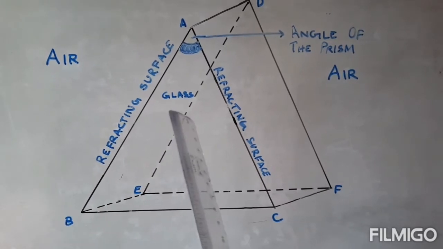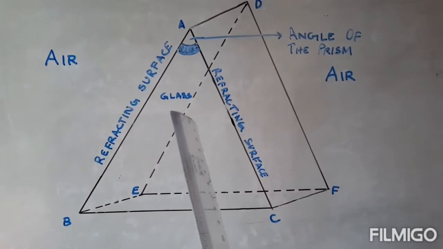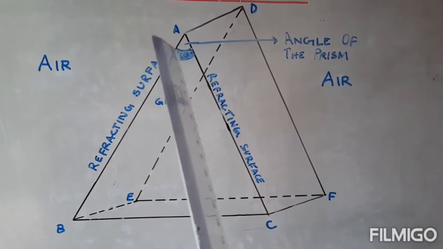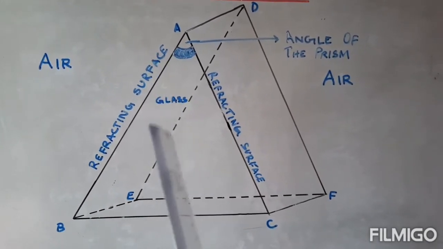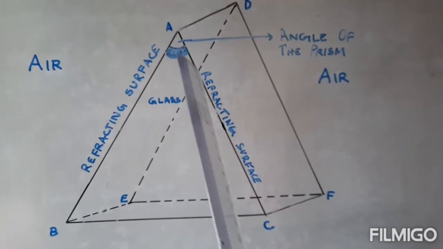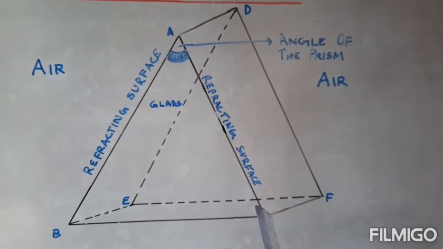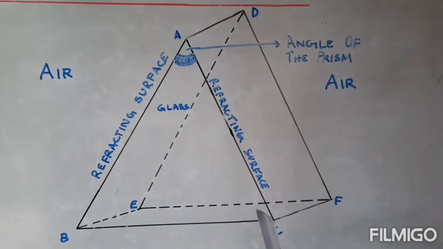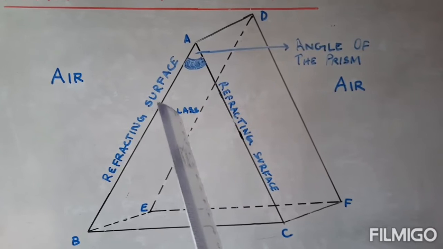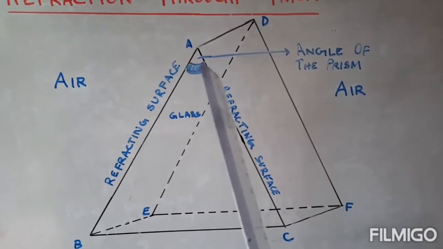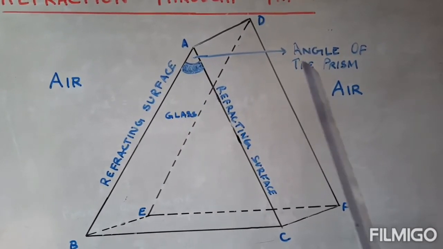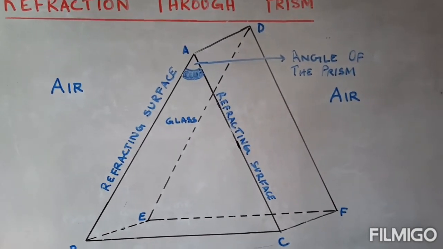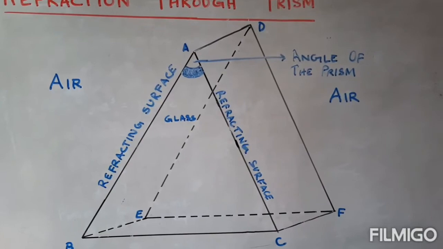When it enters the glass section of ABC, it gets refracted at AB, and then again it hits the second refracting surface, that is AC. So, these are the refracting surfaces, and where the refracting surfaces make an angle, that is the angle of the prism. So, here angle A is the angle of the prism.